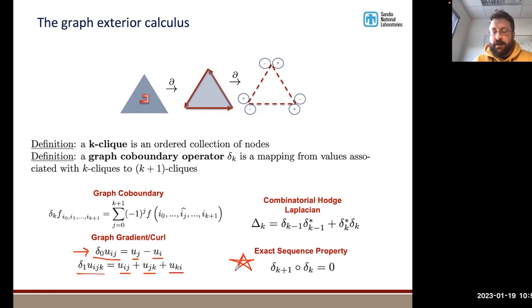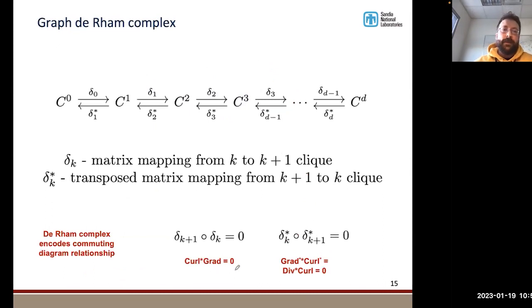So this exact sequence property is the most important thing, and this is where all of the physical structure falls out of as you go through the theory. What I've shown here is an object called a de Rham complex, which has a scary name, but really all it is is a mapping of all of these differential operators. So this would be a one-clique, a two-clique, a three-clique. Along the top, you have these co-boundary operators.